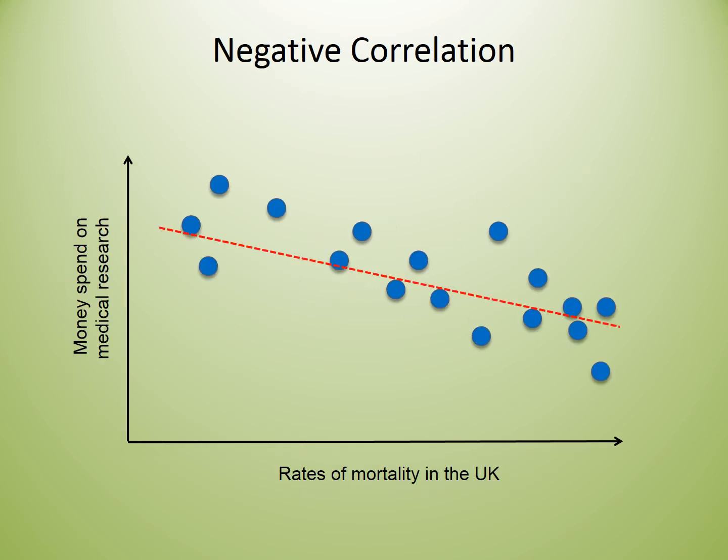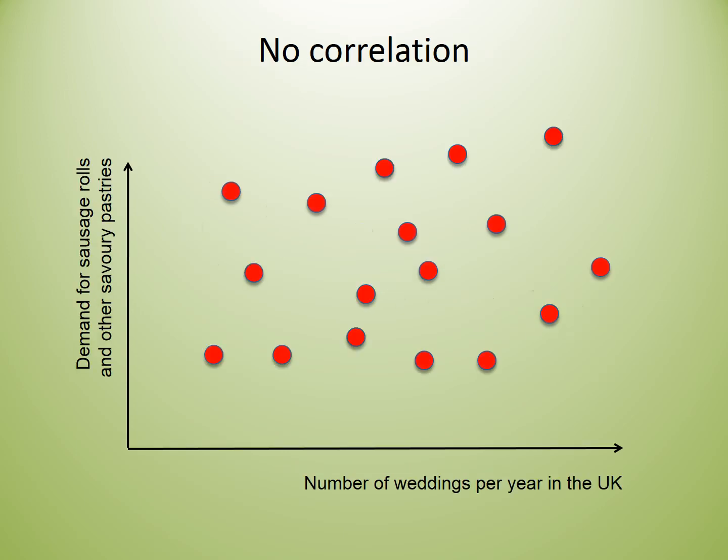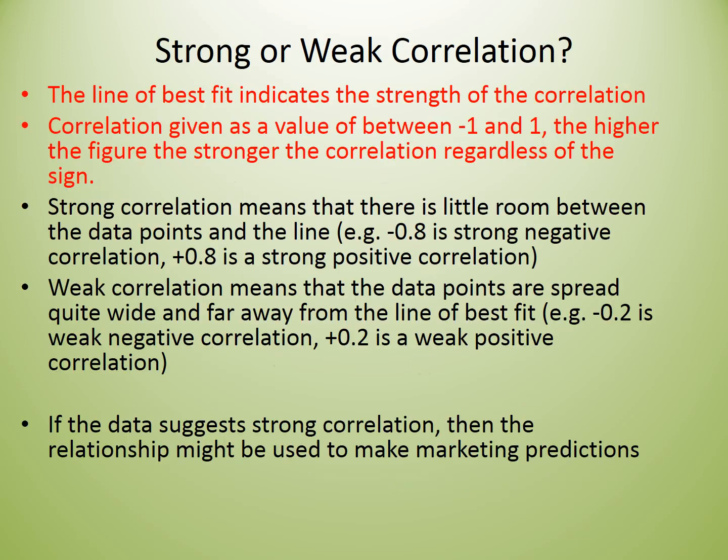Negative correlation would be something along the lines of money spent on medical research. The more money that is spent, the lower the rates of mortality in the UK, whereas if we spent less money, those would go up again. And then no correlation would be something like this, where everything's scattered around. In this case, it's demand for sausage rolls and other savoury pasties and the number of weddings per year in the UK. They don't have anything to do with each other, so they do not correlate.